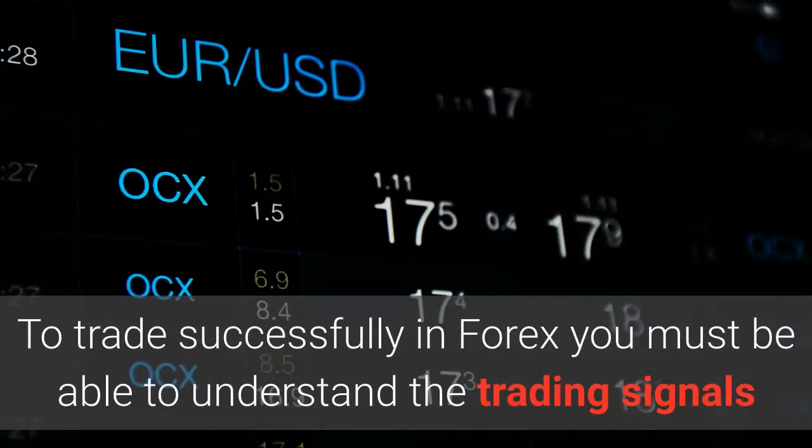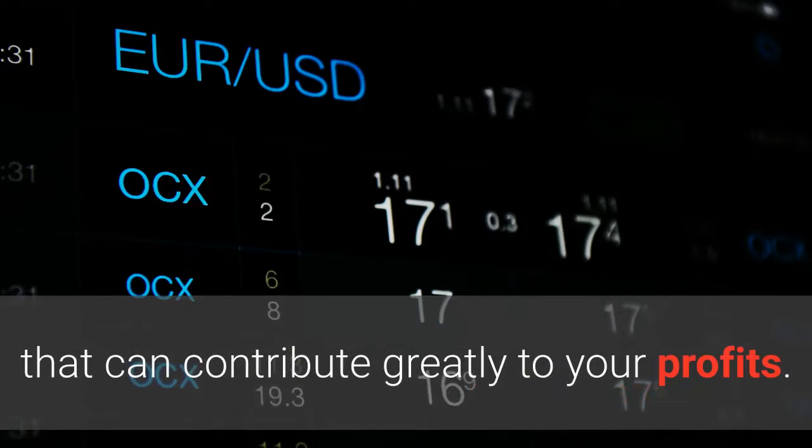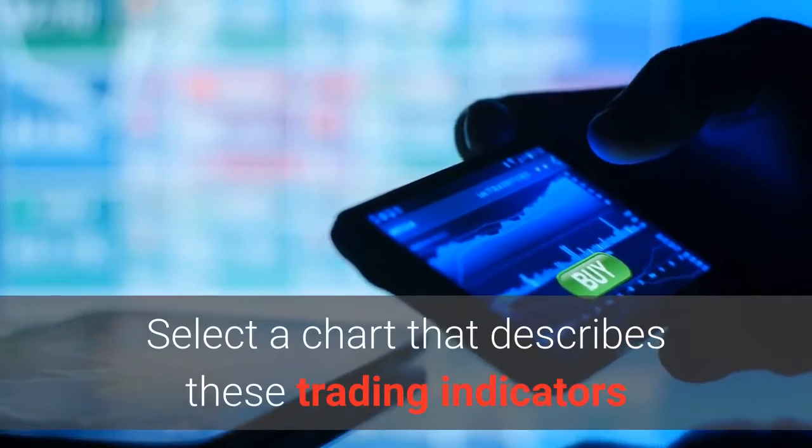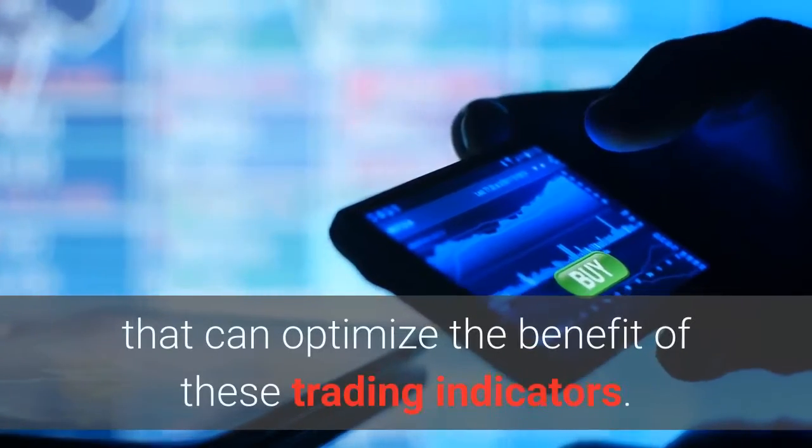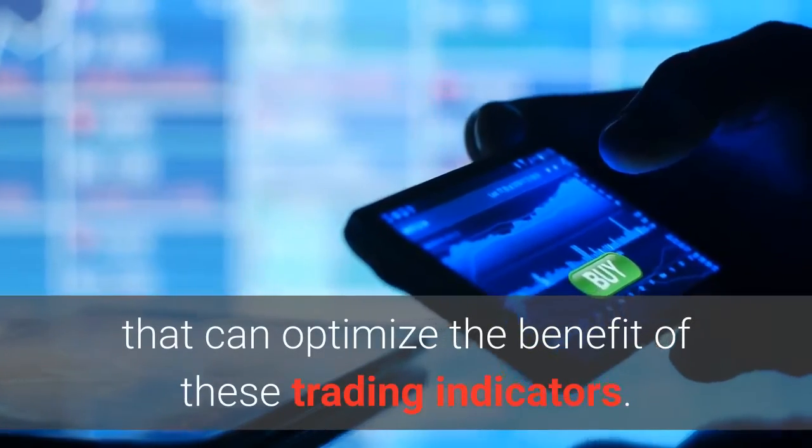To trade successfully in Forex, you must be able to understand the trading signals that can contribute greatly to your profits. Select a chart that describes these trading indicators and rationally opt for a trading system that can optimize the benefit of these trading indicators.